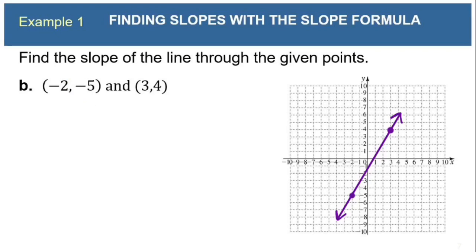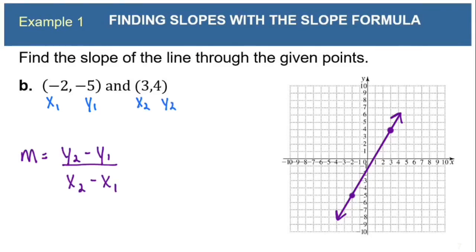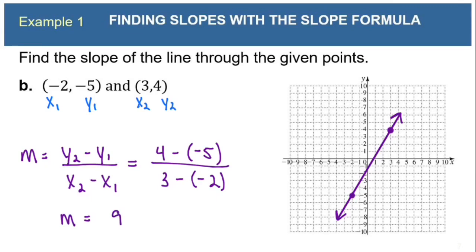So this is the first point, so these 2 numbers will be x1, y1, and then these 2 numbers will be x2, y2. Now our formula again, y2 minus y1 over x2 minus x1. And plugging in values, that's going to give us 4 minus -5 over 3 minus -2. Okay, now evaluating, 4 minus -5 is 4 plus 5, so that's 9. And in the denominator, 3 minus negative 2 is 3 plus 2, so that's 5.